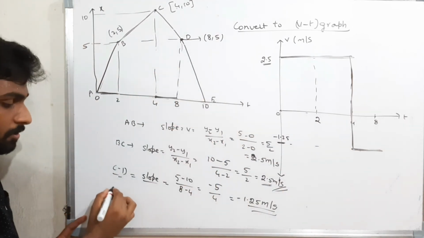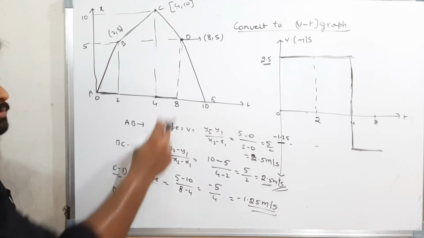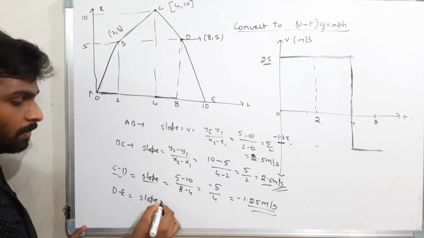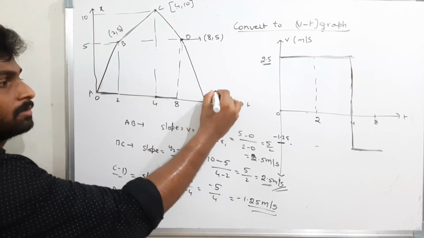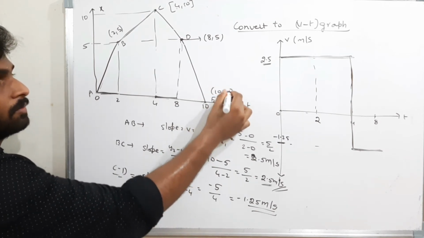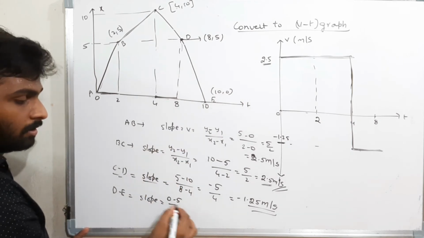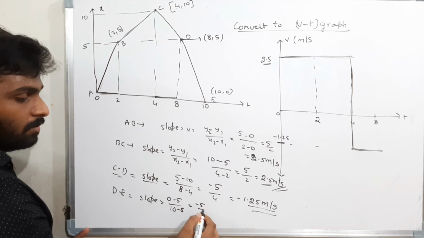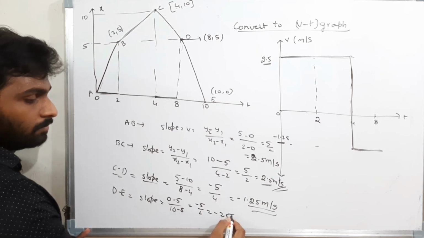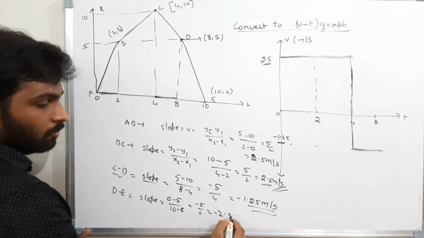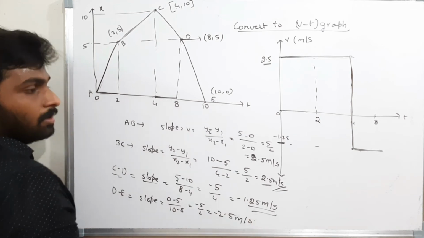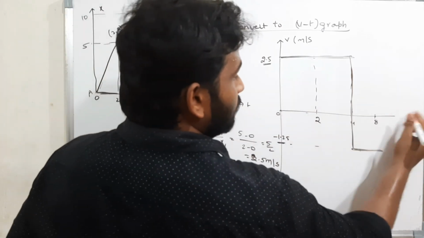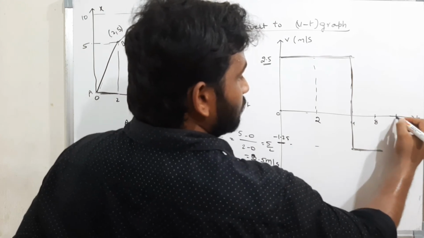That means from D to E. Now what is the slope? What are the coordinates? (10, 0). 0 minus 5 by 10 minus 8. That is nothing but minus 5 by 2. That is minus 2.5 meters per second. Therefore, from 8 to 10 seconds.